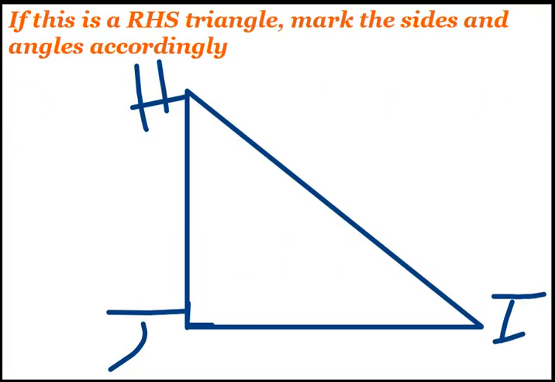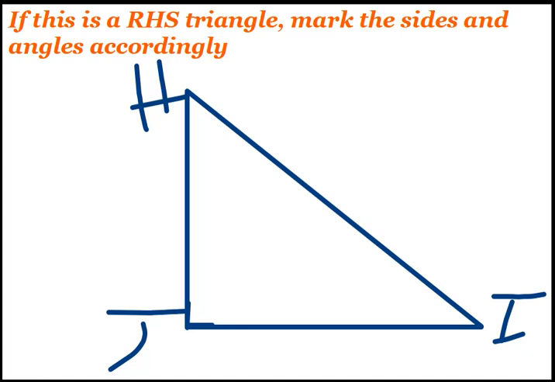For our first question we have, if this is a right-angled triangle, mark the sides and angles accordingly. And if you recall, a right-angled triangle is a triangle that has one 90-degree angle. We are not told anything further. That means we don't have any equal angles or any equal sides. So let's mark our triangle accordingly.